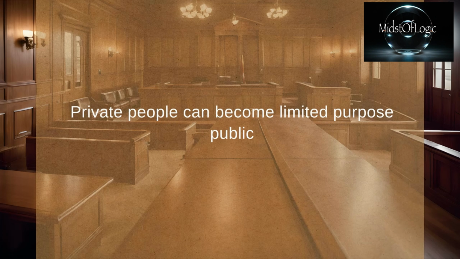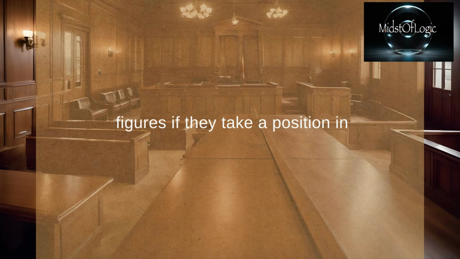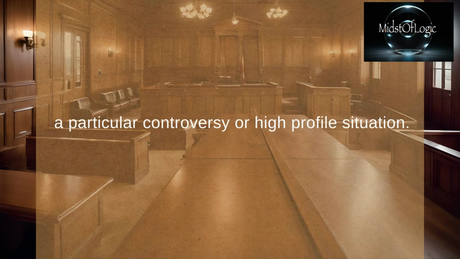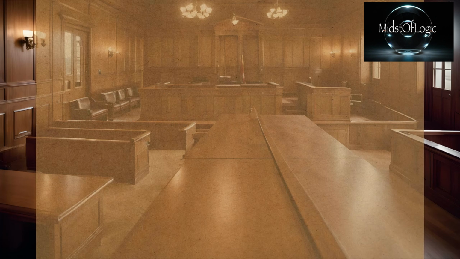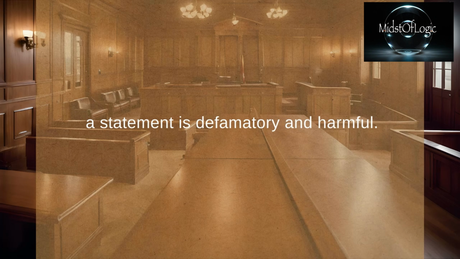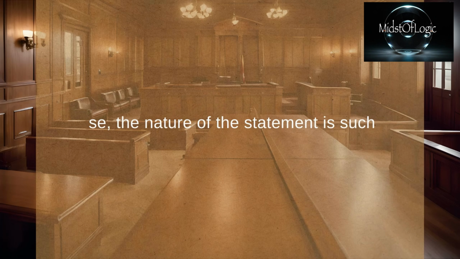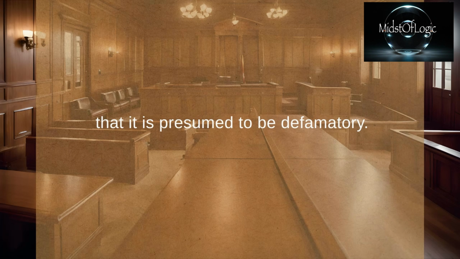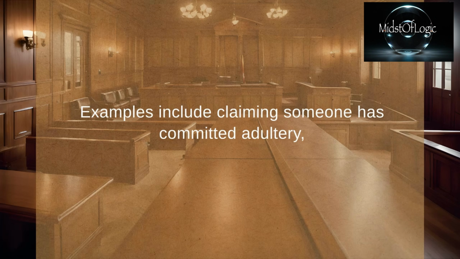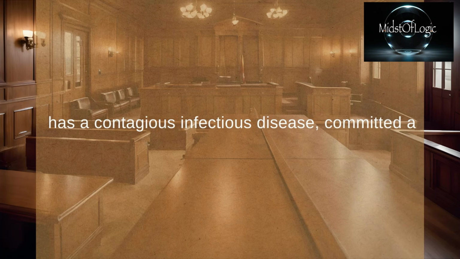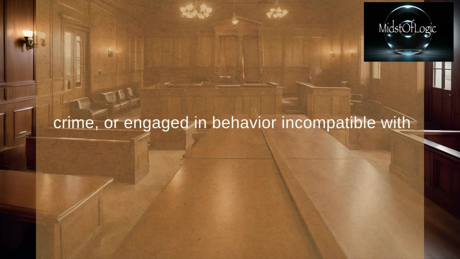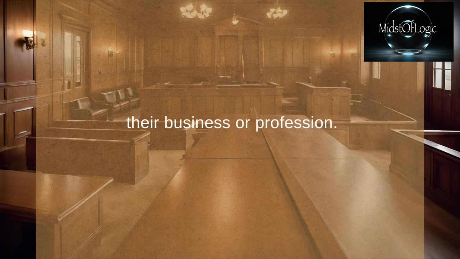Private people can become limited-purpose public figures if they take a position in a particular controversy or high-profile situation. Defamation per se. In a typical defamation case, you must specifically show a statement is defamatory and harmful, but under a legal doctrine called defamation per se, the nature of the statement is such that it is presumed to be defamatory. Examples include claiming someone has committed adultery, has a contagious infectious disease, committed a crime, or engaged in behavior incompatible with their business or profession.